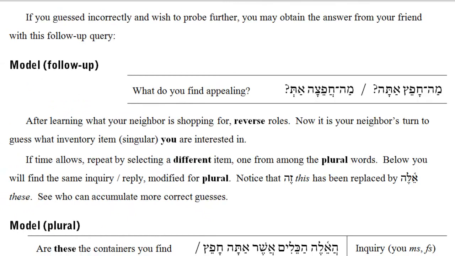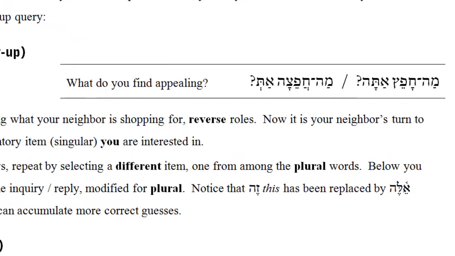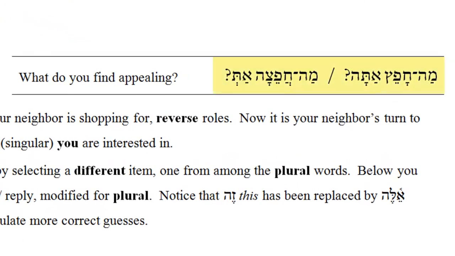In case you're having difficulty as a merchant isolating which particular item your customer classmate is interested in, you may just resort to the following question under the heading Model Follow-up in order to ascertain what it is that he or she is interested in. Ma chafetz ata? Or if your customer is female, Ma chafetza at?